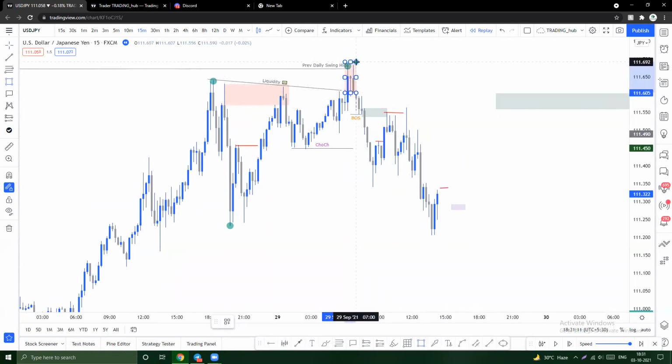This was the previous daily swing high, and these trend lines above it create liquidity. After price took this liquidity, the market pushed to the downside, and first of all created this change of character over here, right? Let's mark this point. This one is the first change of character.